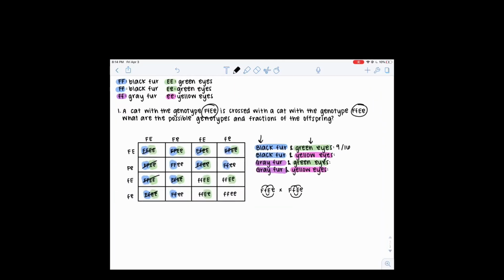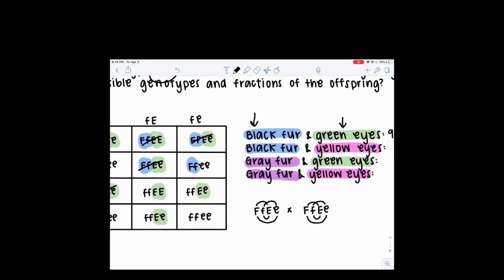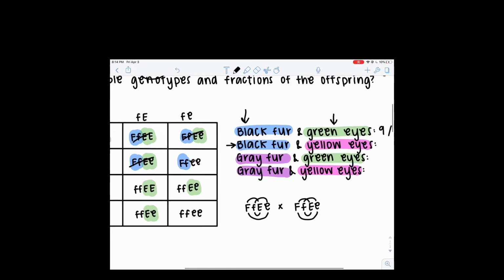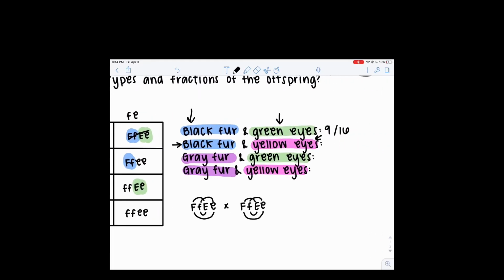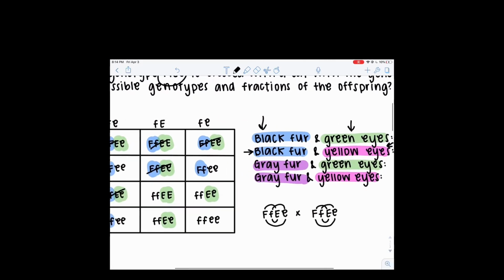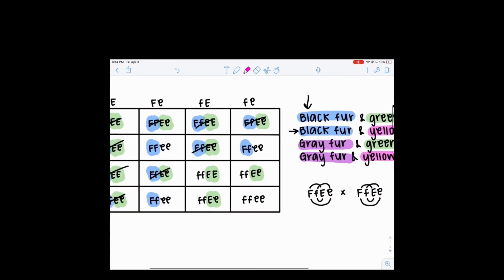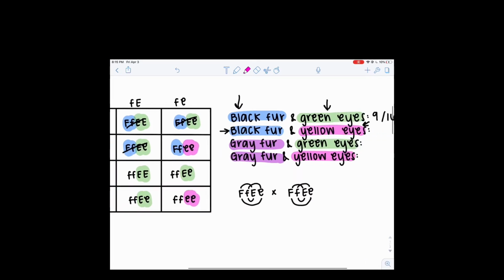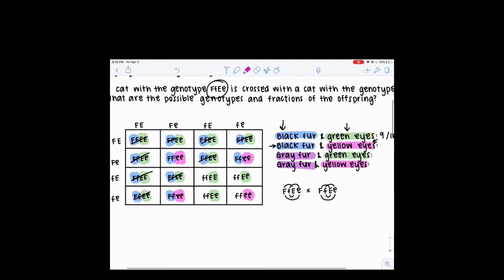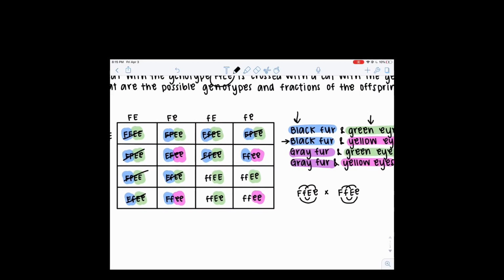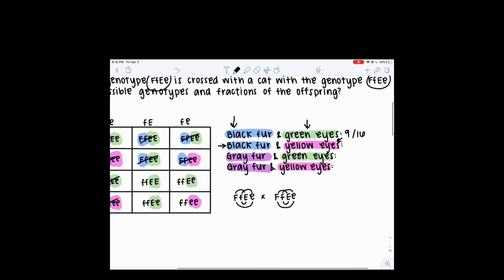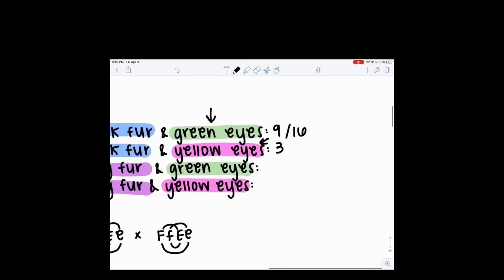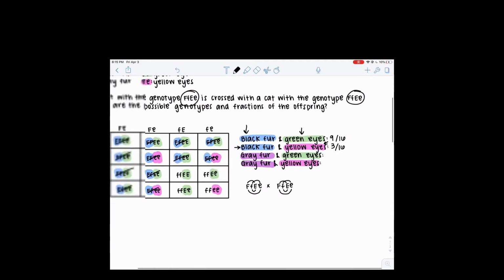Now we're looking for black fur and yellow eyes, and we don't have to do the black fur because we already figured out which ones have black fur. We just need to figure out the yellow eyes, so anything with two lowercase e's, because it's recessive, will have yellow eyes. Now we can count which ones are blue and pink, and we just counted 3 out of 16 will have black fur and yellow eyes.